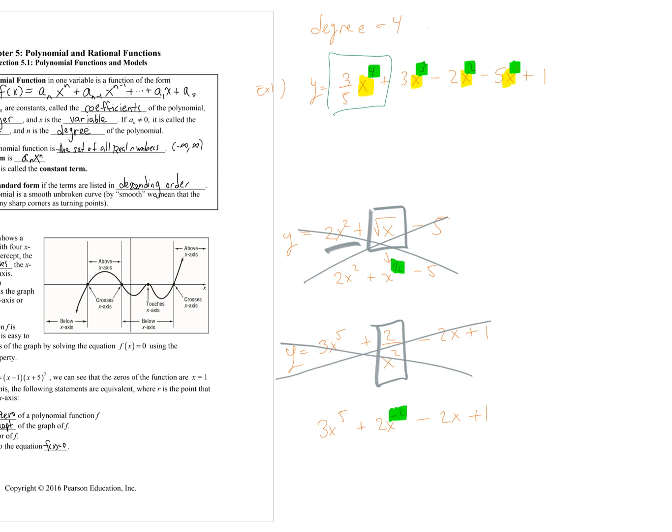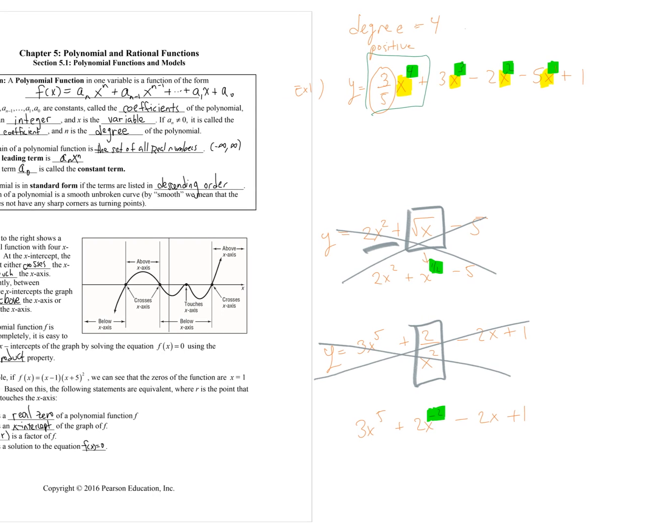So in the case I have here, the degree is 4, and because the coefficient is 3 over 5, it's a positive number, right? So we know it's positive. Okay, we're going to say it's a positive function as well. So we'll talk about that a little bit later, why that's important.